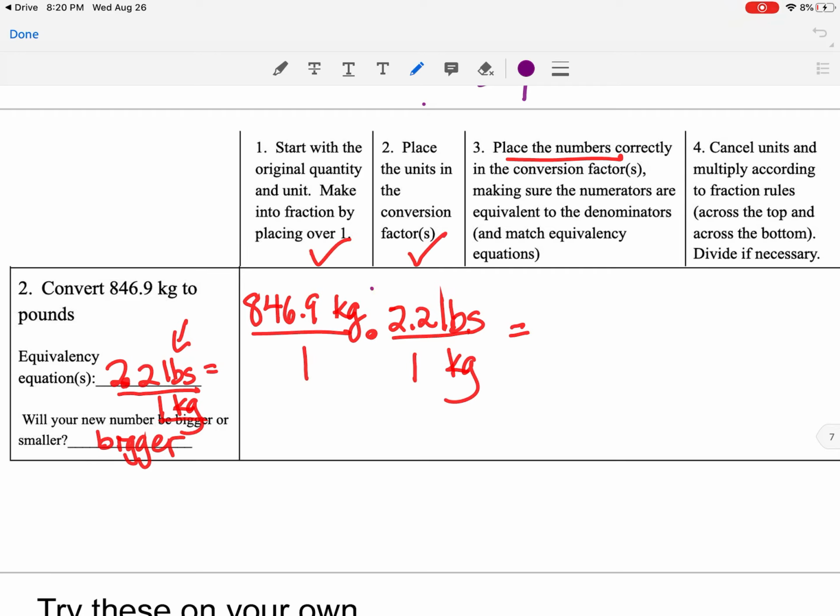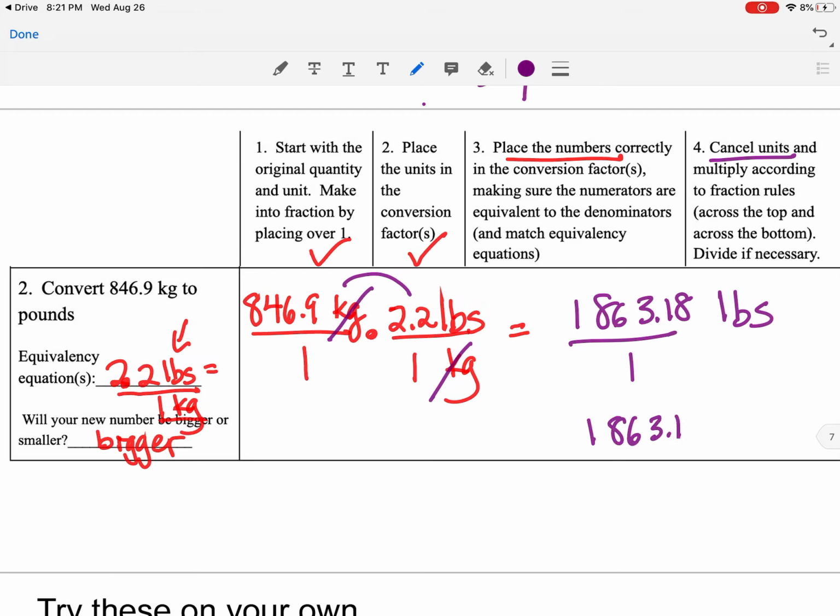Okay, so kilograms cancels, right? I canceled the units. Now I'm going to multiply across the top with my calculator. 846.9 times 2.2, I got 1863.18. 1 times 1 on the bottom, and I am in pounds. I don't need to write the 1, right? Because anything divided by 1 is just itself. Here we go, that's my answer.